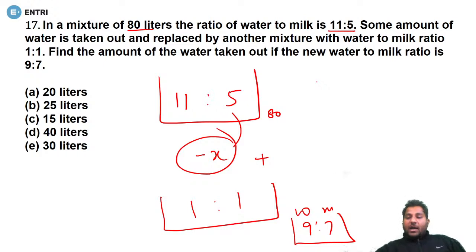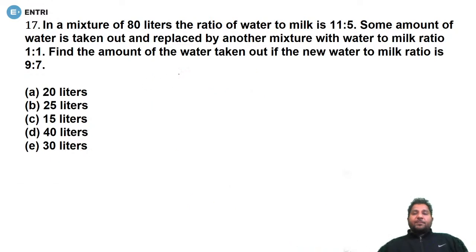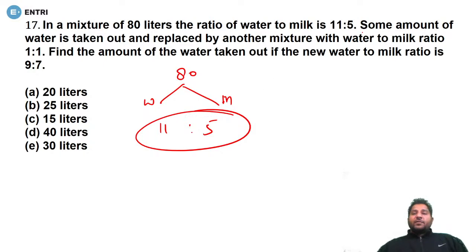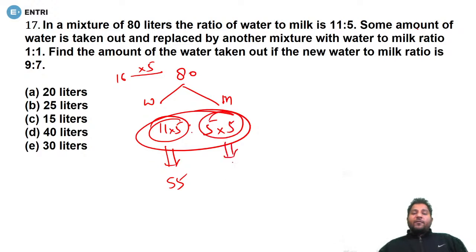So tell me how you are going to approach this question. It was earlier given in the ratio 11:5. Let me give you the answer. 80 liters was in 11:5. Some amount of water is taken out. So first we need to find the individual quantity of water and milk. 16 ratio is equivalent to 80, so 1 ratio equals 5. So the water quantity will be 55 and the milk quantity will be 25.